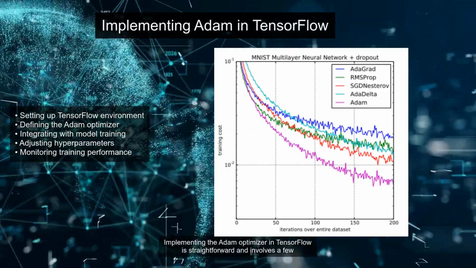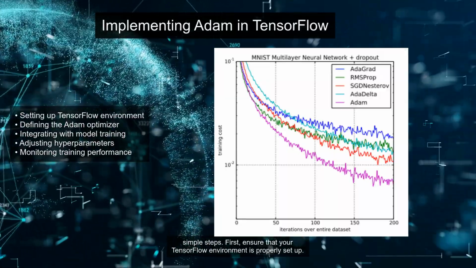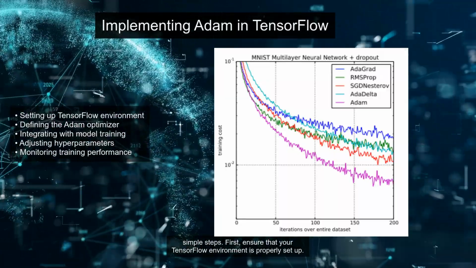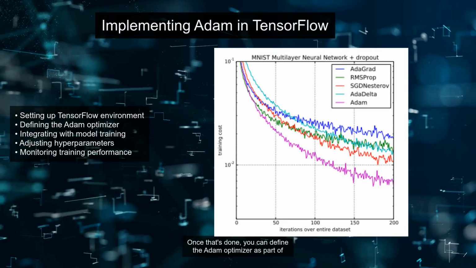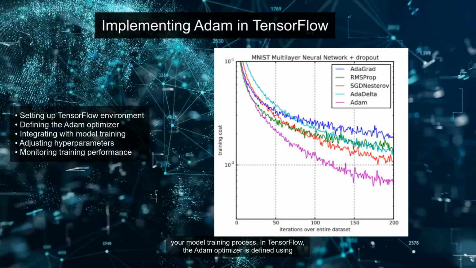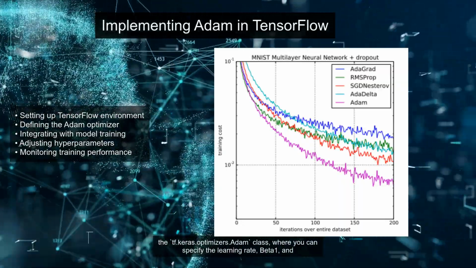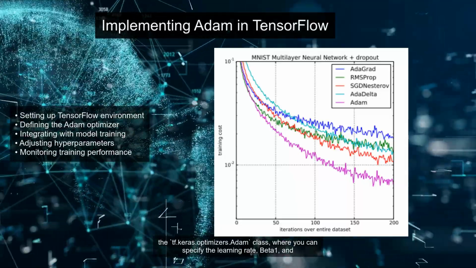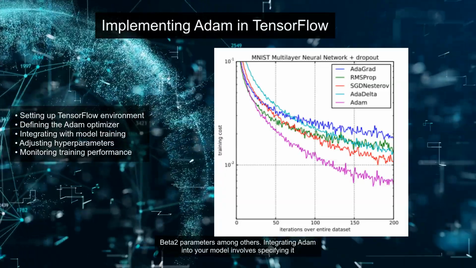Implementing the Atom Optimizer in TensorFlow is straightforward and involves a few simple steps. First, ensure that your TensorFlow environment is properly set up. This involves installing the TensorFlow library and setting up your development environment. Once that's done, you can define the Atom Optimizer as part of your model training process. In TensorFlow, the Atom Optimizer is defined using the tf.keras.optimizers.atom class, where you can specify the learning rate, Beta 1, and Beta 2 parameters among others.